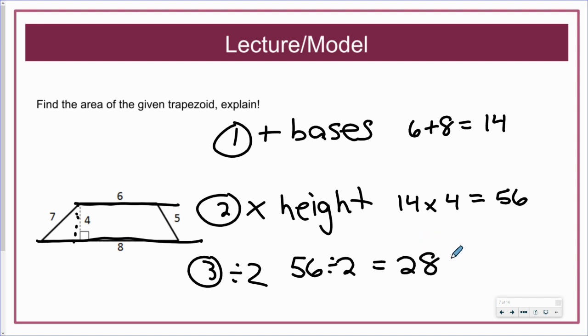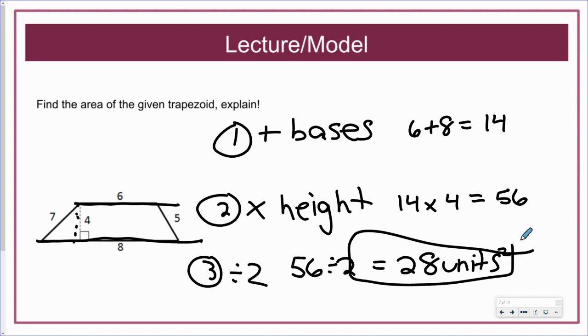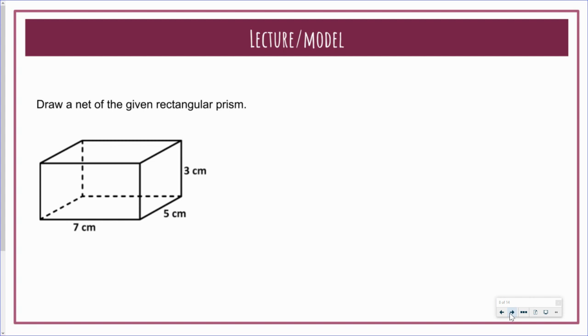If you have trouble doing that, you can also think 50 divided by 2 is 25, 6 divided by 2 is 3, and then put them together. And again, I don't see a given unit, so we're just going to write units squared. Sorry about my messy pen. All right, so that concludes our 2D figures finding area.